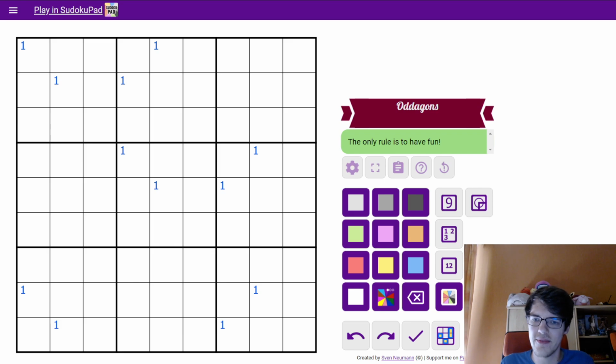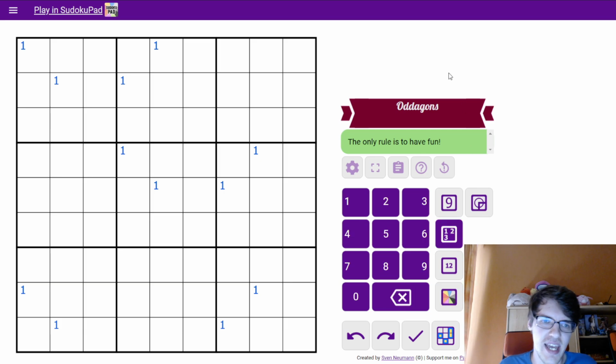Hello there, this is Mixo, and today I'm going to be explaining a Sudoku concept that I've used in one of my recent puzzles, which is sort of a variation of a specific Oddagon pattern. So I'm first going to explain the Oddagon pattern and then the variation that I've used and how to think about it in a more theoretical way, I suppose.